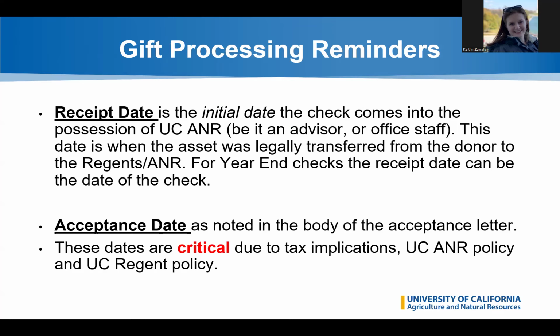So, gift processing reminders. The receipt date is the initial date the check comes into the possession of UC/A&R, whether it's accepted by an advisor or office staff. And this date is when the asset was legally transferred from the donor to the UC Regents or A&R. For the year-end checks, the receipt date can be the date of the check.